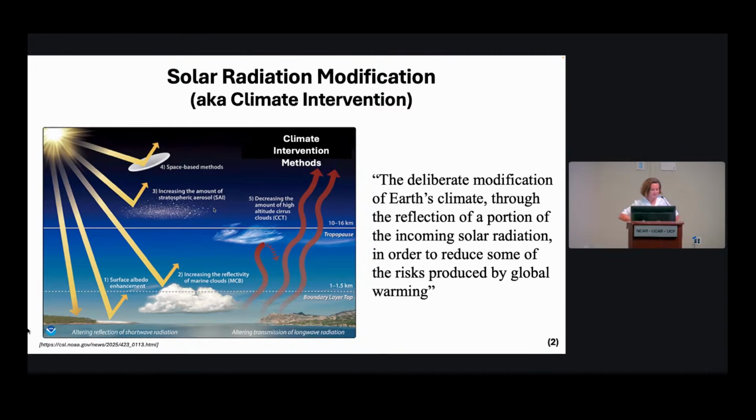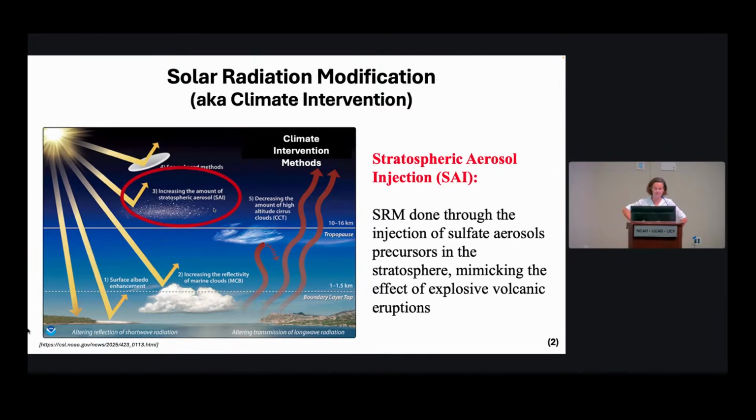There are a number of such methods, and one of the most commonly studied, especially in the ozone context, is stratospheric aerosol injection. It relies on the injection of aerosol precursors into the lowest stratosphere. Usually we are talking about sulfate aerosols, so injection of SO2, all in order to reflect a small portion of the incoming solar radiation and hence cool the surface climate.